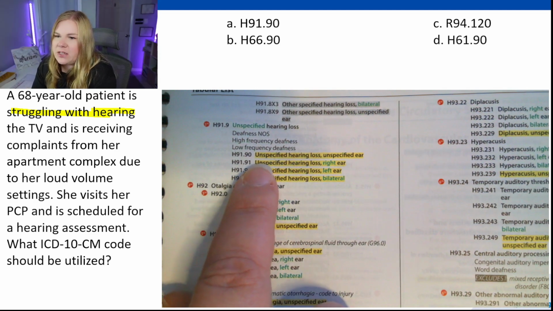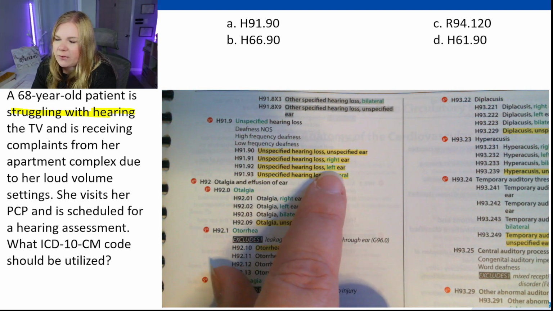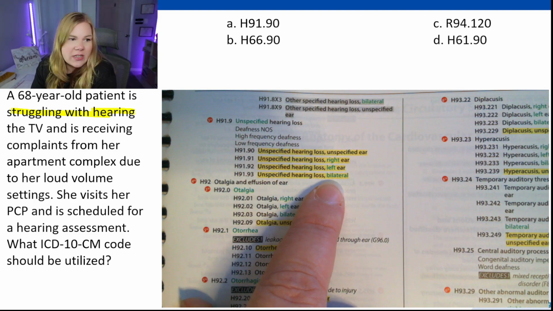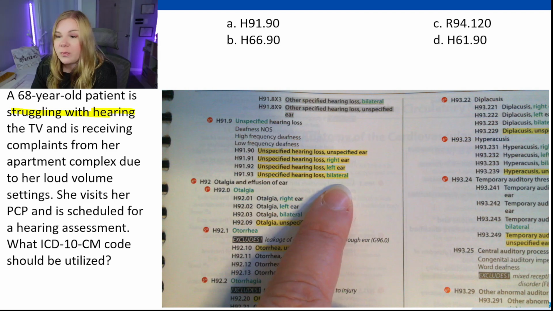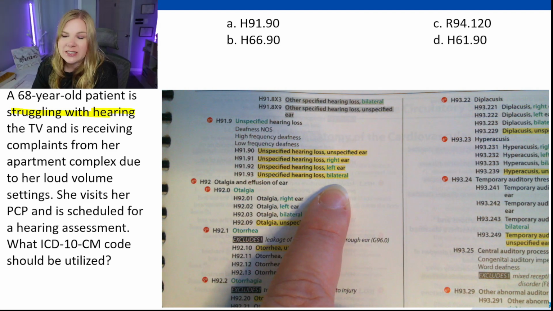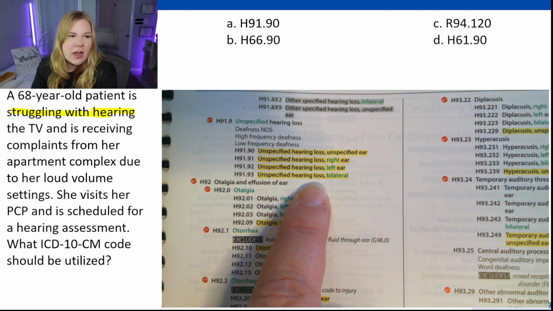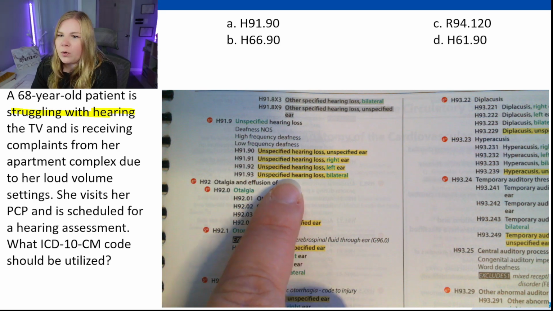And then it basically says here unspecified hearing loss, unspecified ear or right, left, or bilateral. So it doesn't say here what side. I mean, we're maybe going to think bilateral, but it doesn't state it in the documentation. So we can't use bilateral since it doesn't state bilateral. It just states that the patient is not hearing correctly. They're struggling with their hearing.